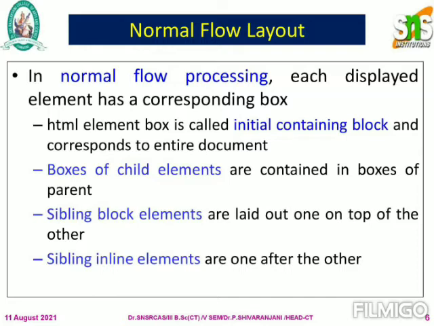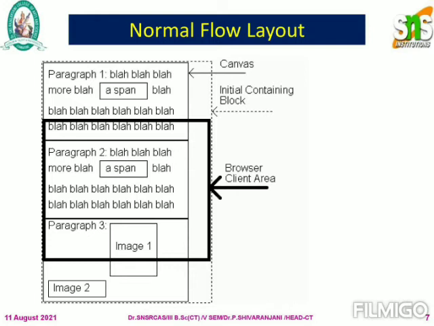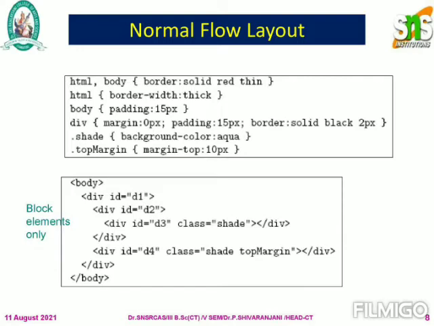So that's it about your normal flow layout. So this is the diagrammatic representation of your normal flow layout. You can see that you have a canvas and an initial containing block. Then you have a client area, which we call the browser area, and that has paragraph 1, paragraph 2, and paragraph 3. Paragraph 1 contains some wording, the second paragraph contains second wording, and the third contains text as well as images. So this is the diagrammatic representation of your flow layout canvas.